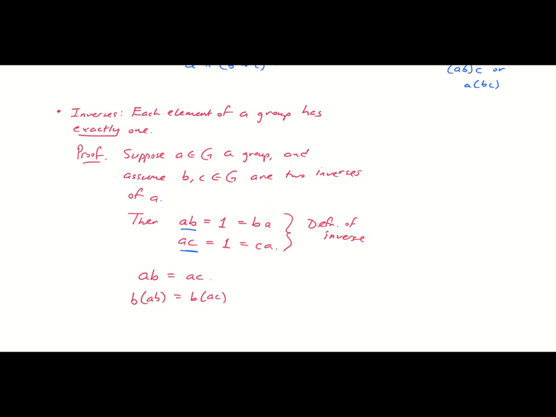But now I can use the associative property to regroup all of this. So the left side is really (BA) times B, and the right side is really (BA) times C. This is by associativity.